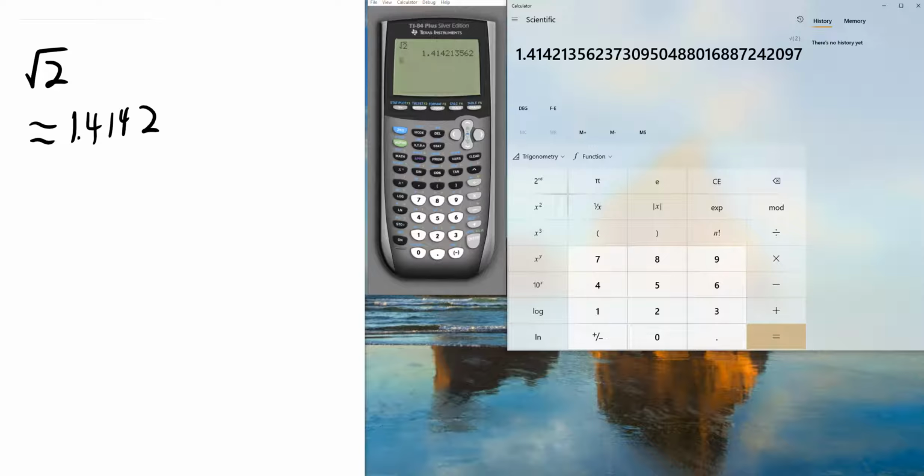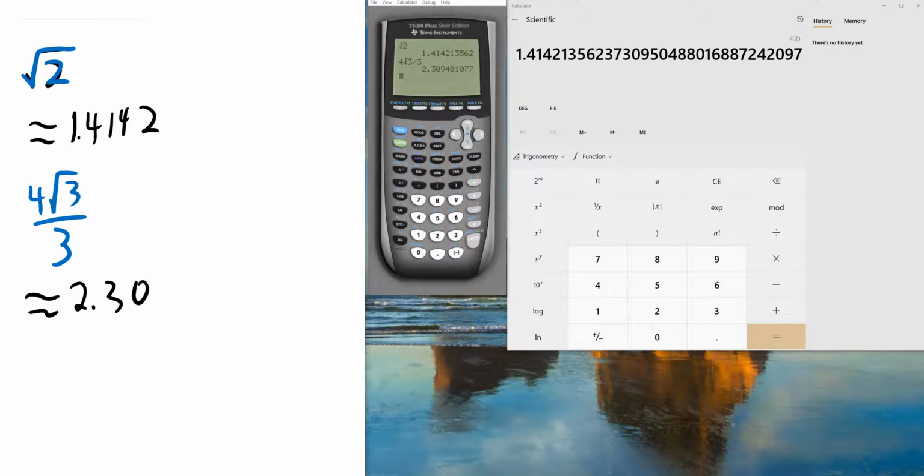What about if I want a more complicated one? Let's say 4 square root of 3 all over 3. So how do I get that out? What is this equal to? I'm going to do that first on the graphing calculator. You type 4, second square root of 3, and make sure you get out of it using the arrows and divide all of that by 3. And that gives us about 2.3094, 4 decimal places.